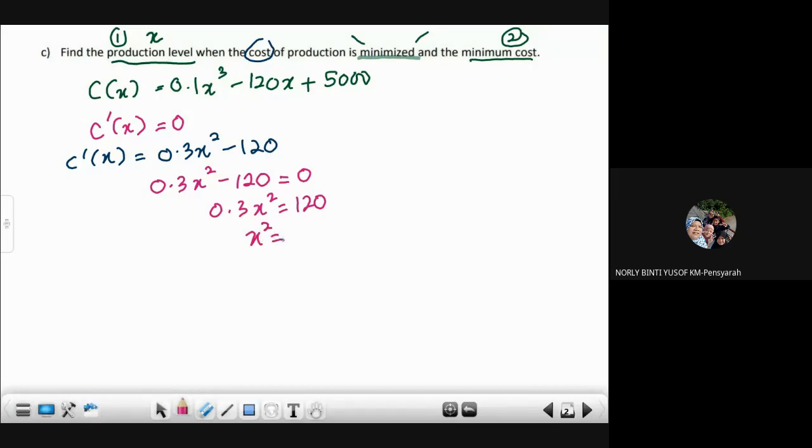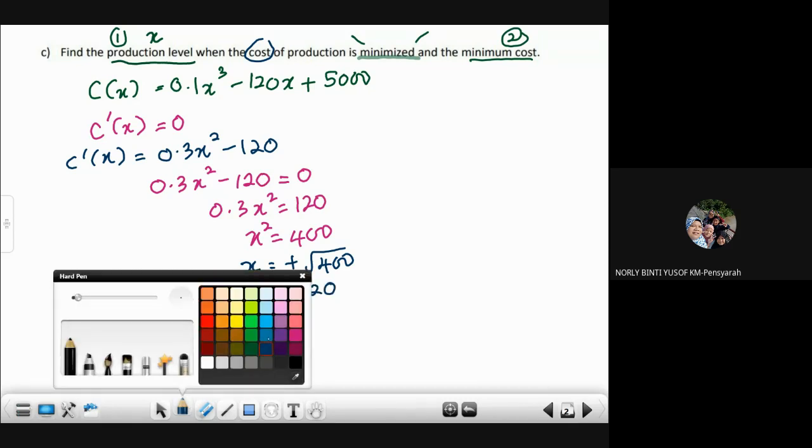So you dapat x squared equals to 400, 120 divided by 0.3, and then square root, square becomes square root. So square root of 400 will give you plus minus 20. Okay, kalau tak tulis pun kat sini, tulis macam ni pun okay. Then you tulis dapat plus minus 20.